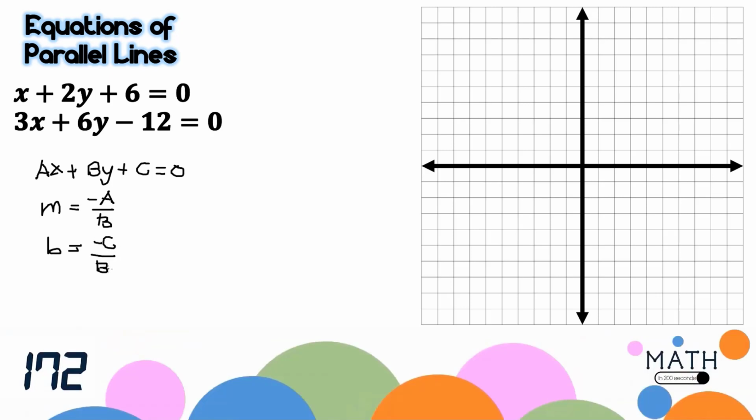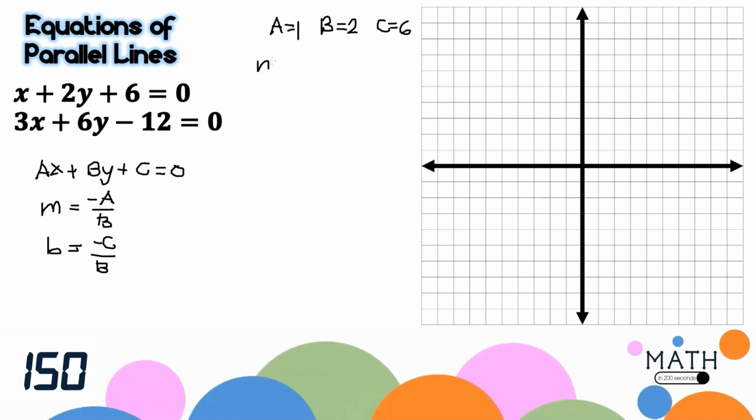These two equations, to be parallel, as we are going to determine later, must have the same slope but different y-intercepts. And we also have your Cartesian plane to illustrate it further. Let's talk about the first equation. You have your a being 1, your b is 2, and your c, your constant, is 6.